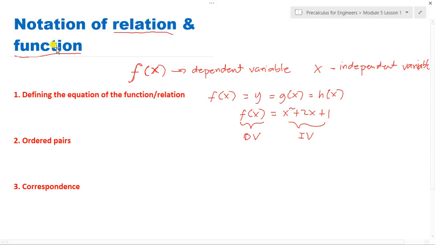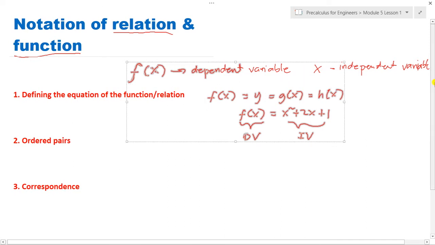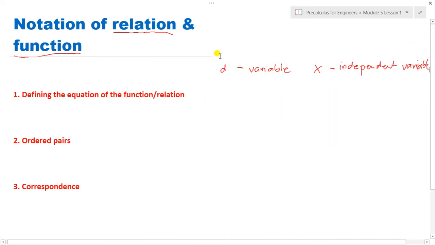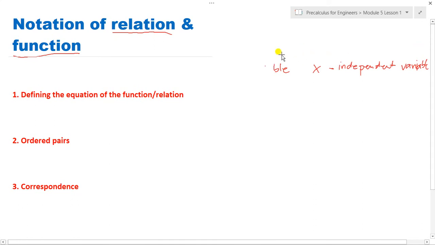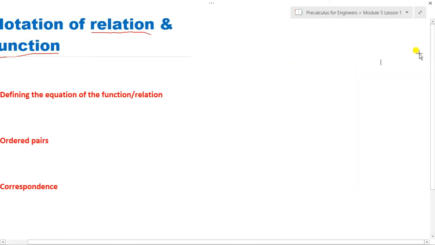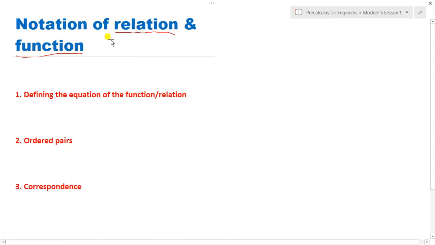And then here, since we're dealing with notation, class, let us see what are the methods to annotate our function or relation. So the first one is by defining the equation of the function or relation. So here we include the equation. So you just write the small letter f, and then the next one is the equal sign.